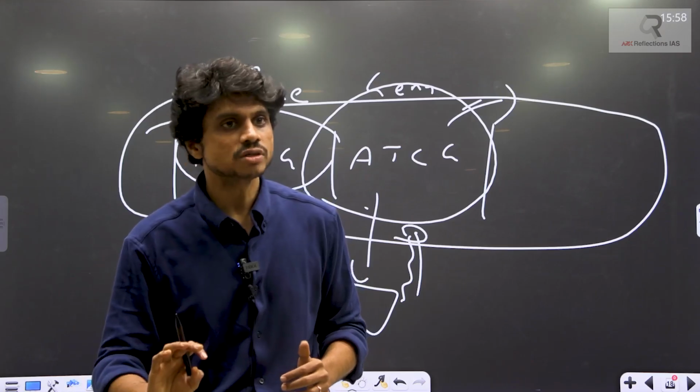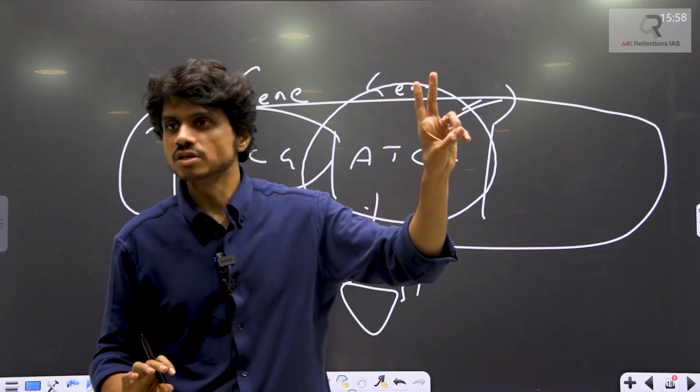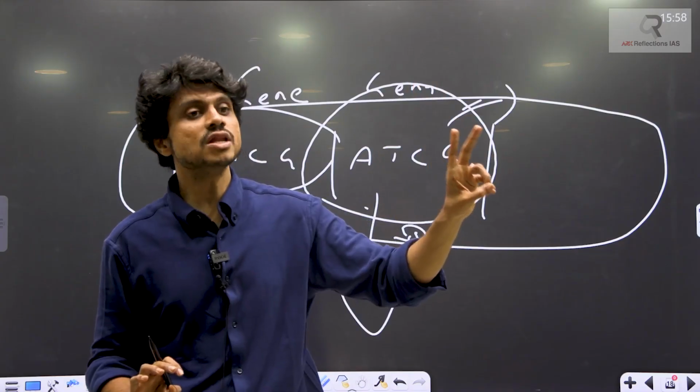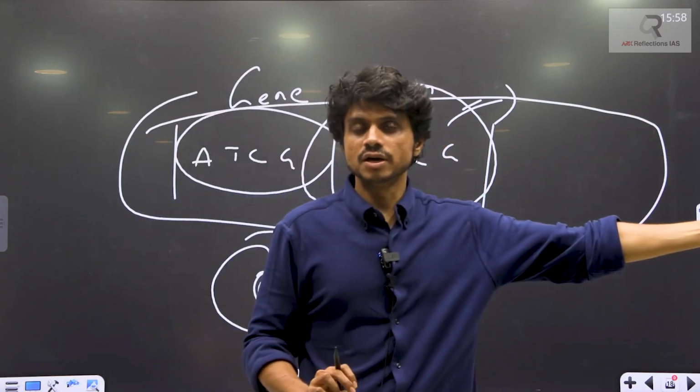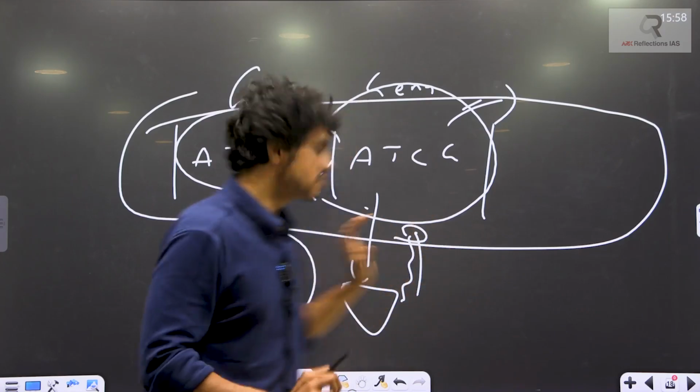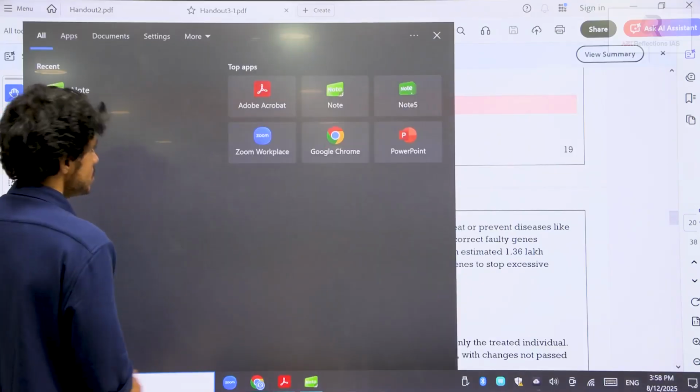So am I clear so far? Somatic cell, germ cell, clear? In which cell does transfer happen to the next generation? In the germ cells. That's it.